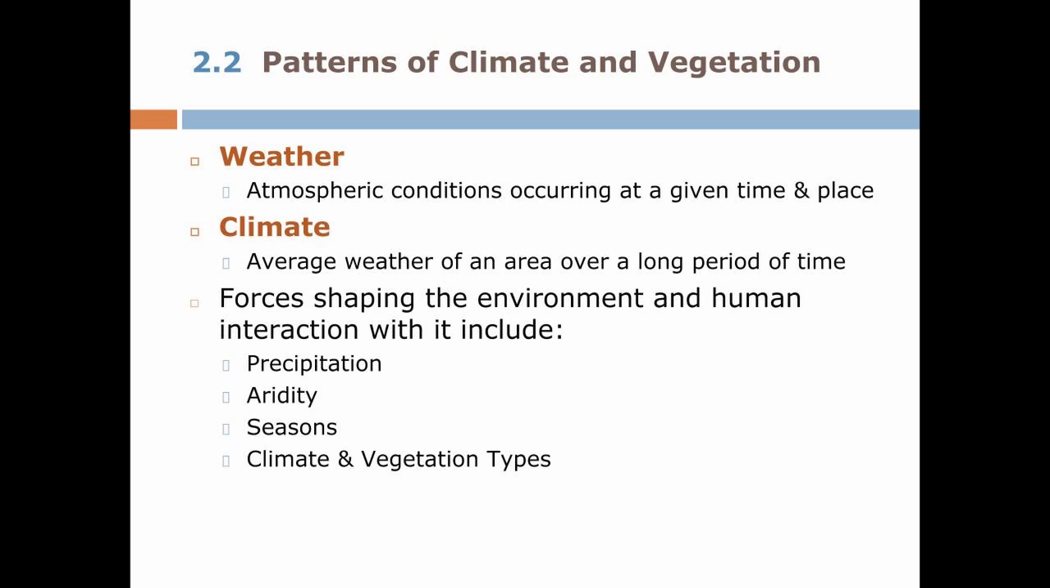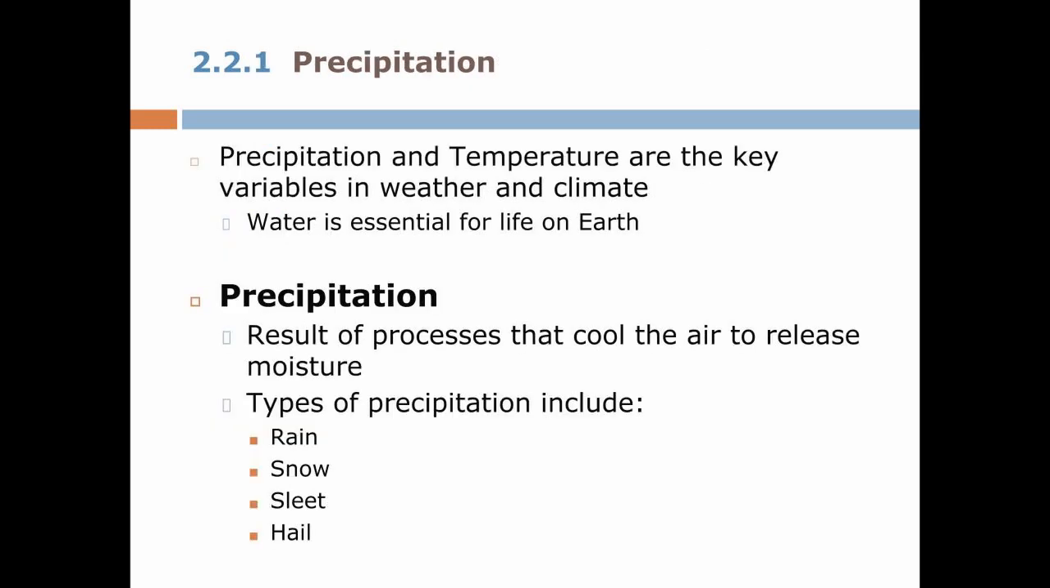Forces that shape the environment and human interaction include many parts of meteorology: precipitation, aridity, seasons, climate and vegetation types. All these work together, all these play with each other to form the world that we live in today. Likewise, as I said before, you will see tie-ins to geology going through meteorology into biology and then eventually the study of what the people do with this stuff. Any study of meteorology involves precipitation.